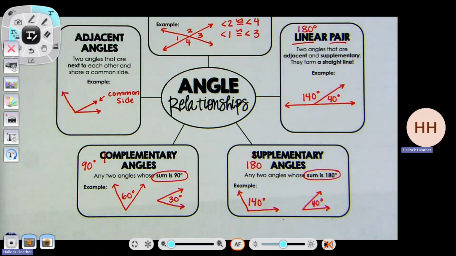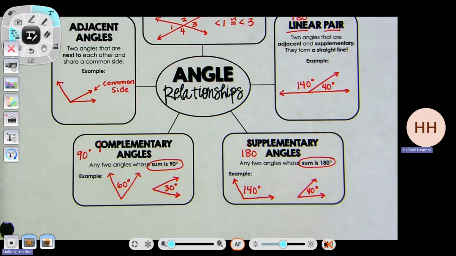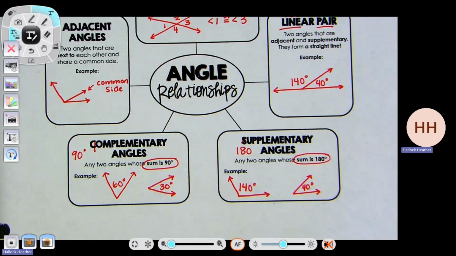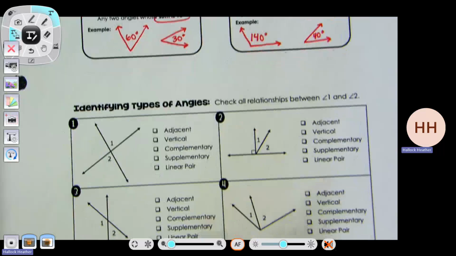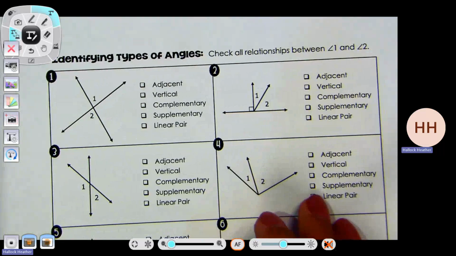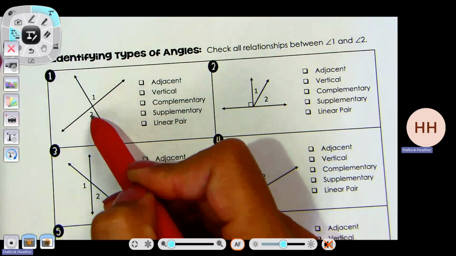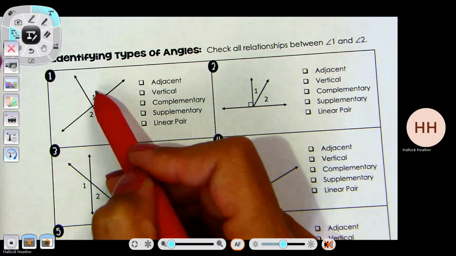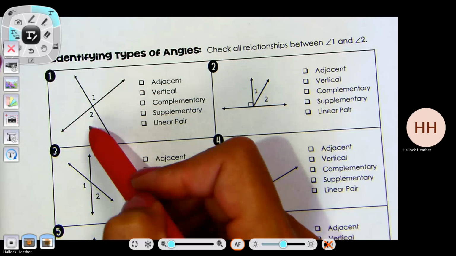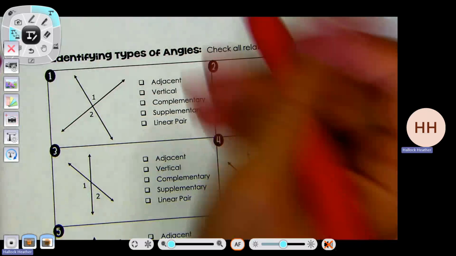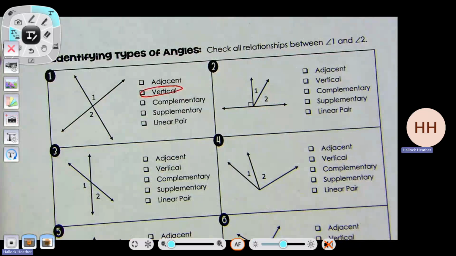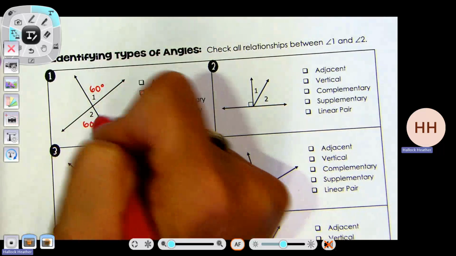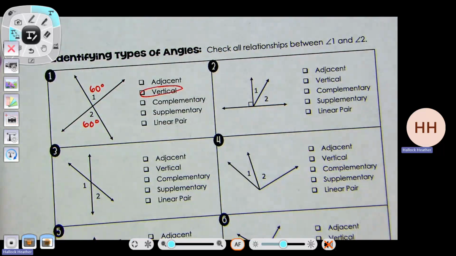Okay, so we're going to look at different pictures and we're going to have to pick what relationships they have. If I look at number 1 down below, I'm given a picture. There is one thing that they are out of these vocab words. For number 1, if I'm looking at angle 1 and angle 2, what type of angles are these? There's one correct answer. Vertical. Heck yeah, that's it. Vertical angles are across from each other. So if I know this is 60 degrees for some reason, then this is going to be 60 degrees. They are congruent. If it's across, they're congruent.